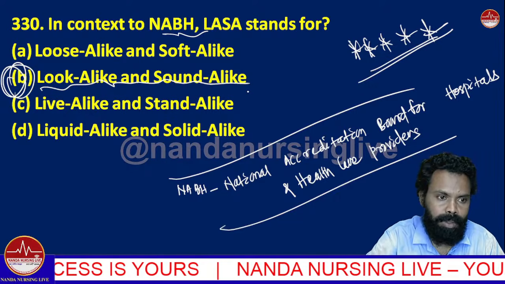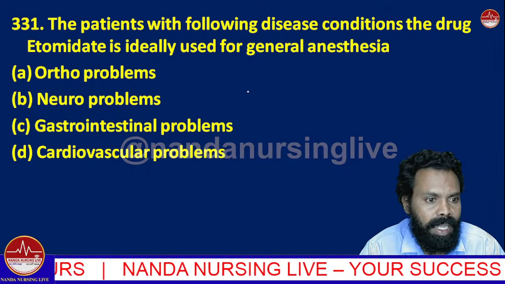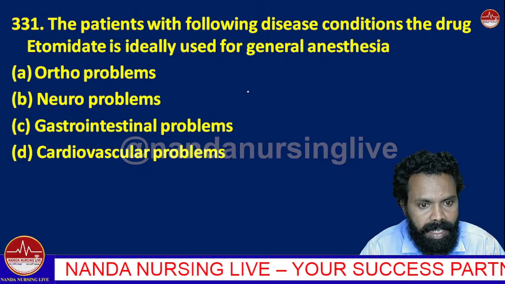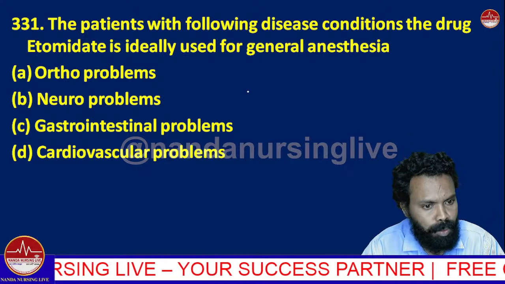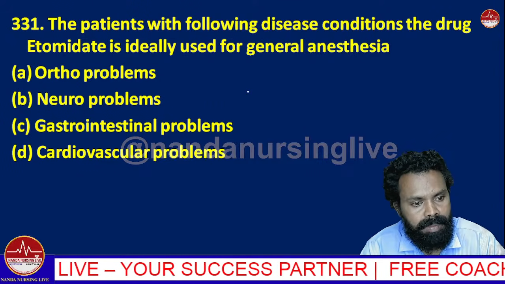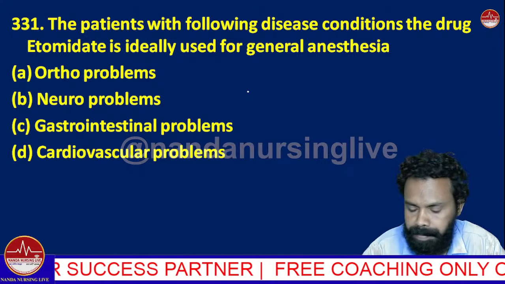Right, next question. Question number 331. The patient with following disease condition, the drug etomidate is ideally used for general anesthesia. Option A is ortho problems. Option B is neuro problems. Option C is gastrointestinal problems. Option D is cardiovascular problems. So which option is the correct answer, beta?